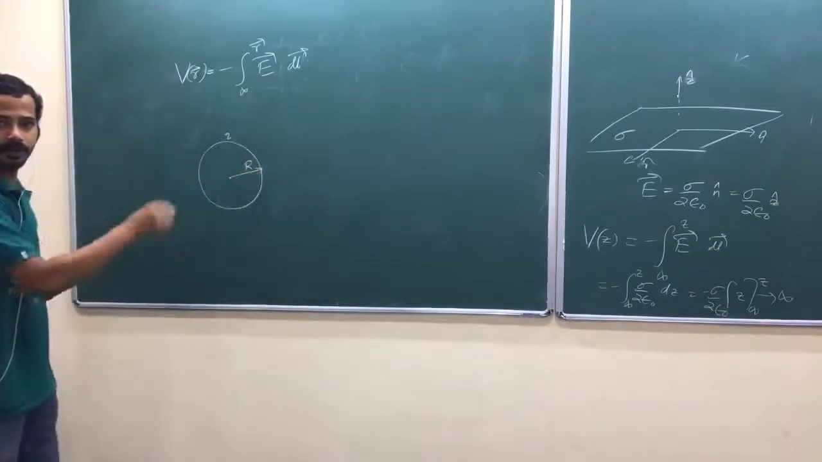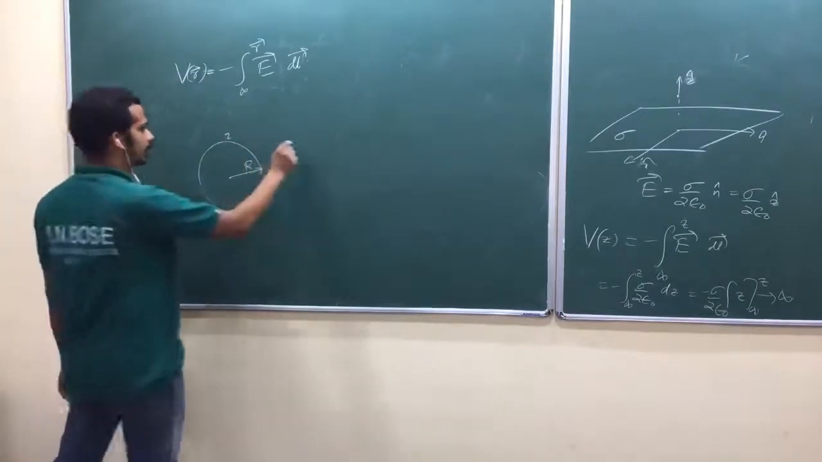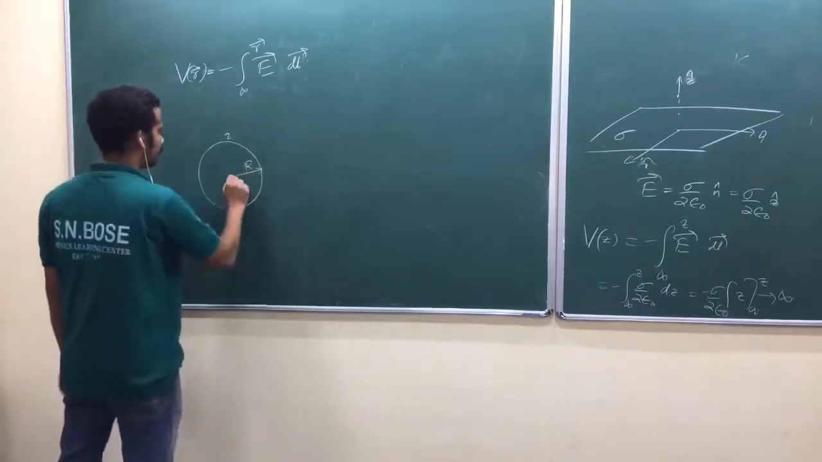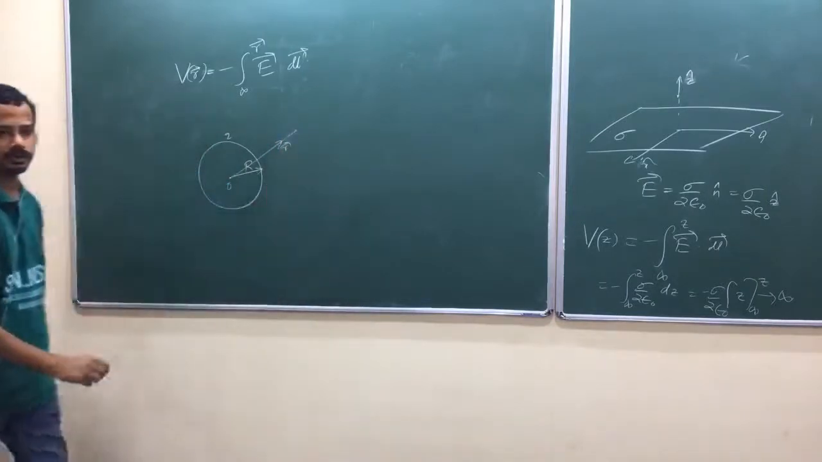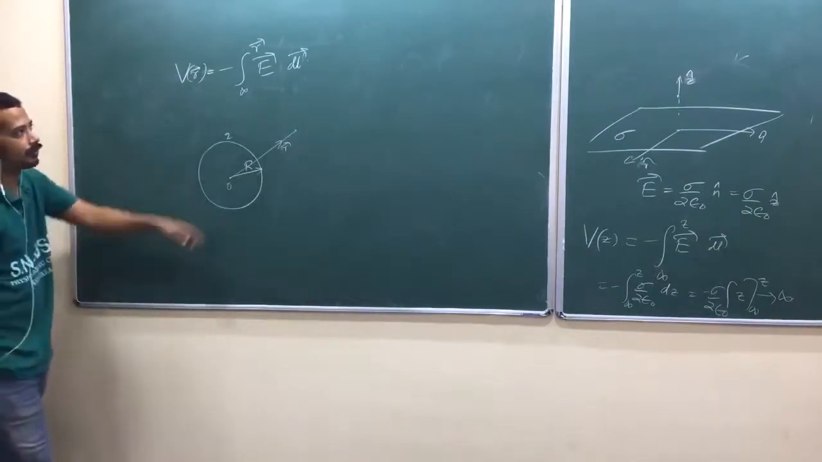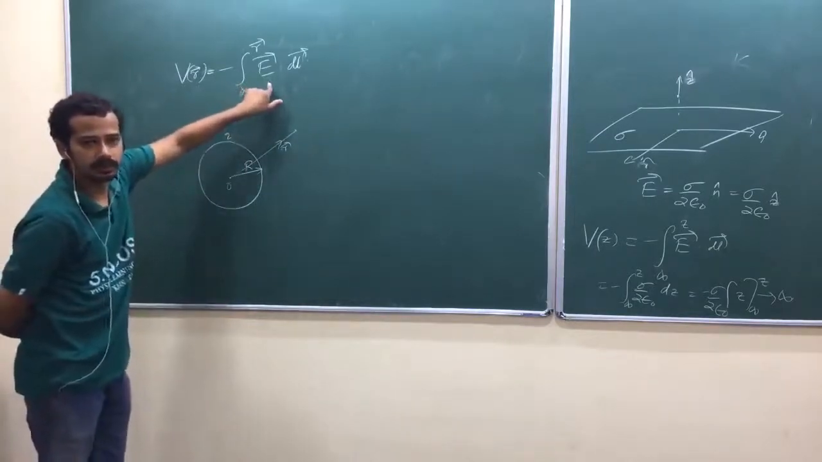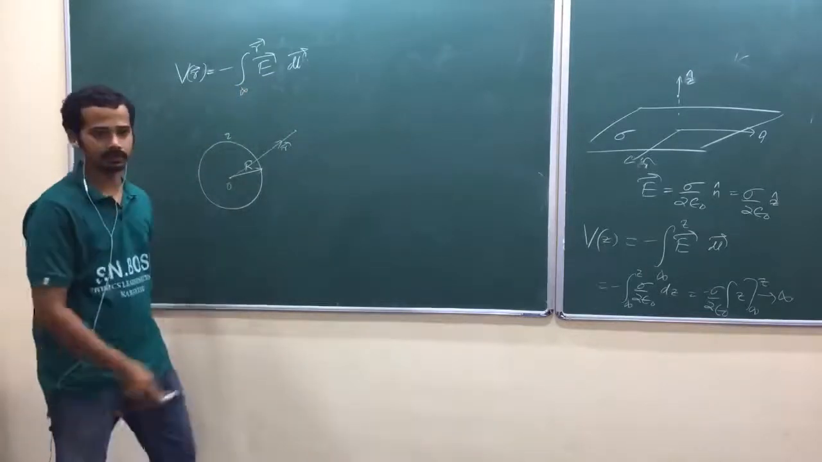Shell, not solid sphere. So now let me find potential at a point R outside. Okay, this is the origin. Let me find potential at a point R outside this spherical shell. Is that okay? So now first thing, if you want to use this formula, you should find electric field, isn't it? Now we already found electric field due to this charge distribution. Am I right? Using Gauss law.